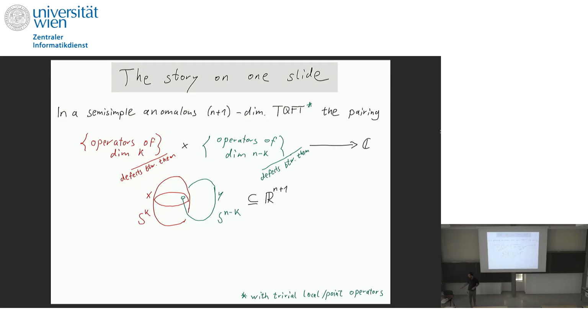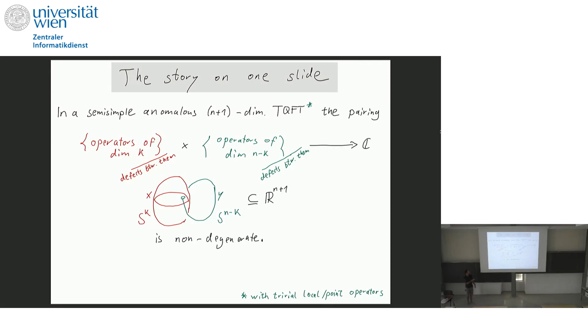And then it turns out that if you are in a semisimple anomalous TQFT, this pairing will be non-degenerate. So it's really a perfect pairing. You can learn something about operators of dimension k if you understand everything about operators of dimension n minus k and vice versa.